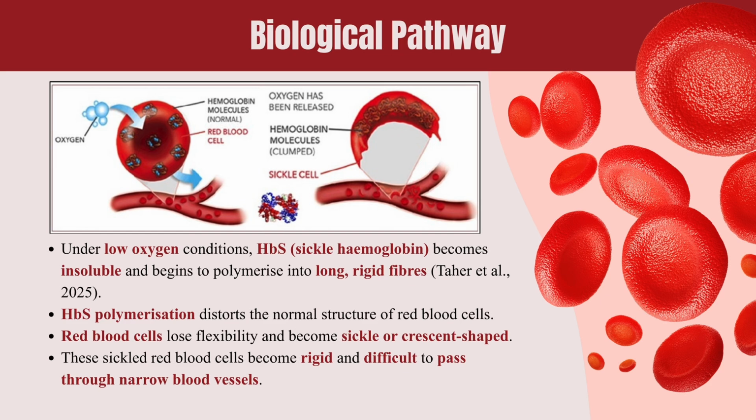After abnormal hemoglobin S is formed, the disease pathway begins when oxygen levels become low. Under these conditions, hemoglobin S becomes insoluble and polymerizes into long, rigid fibers within red blood cells. The formation of these fibers distorts the normal structure of the red blood cells, causing them to lose their flexibility and adopt a characteristic sickle or crescent shape. As a result, these sickle cells become rigid and have difficulty passing through narrow blood vessels.